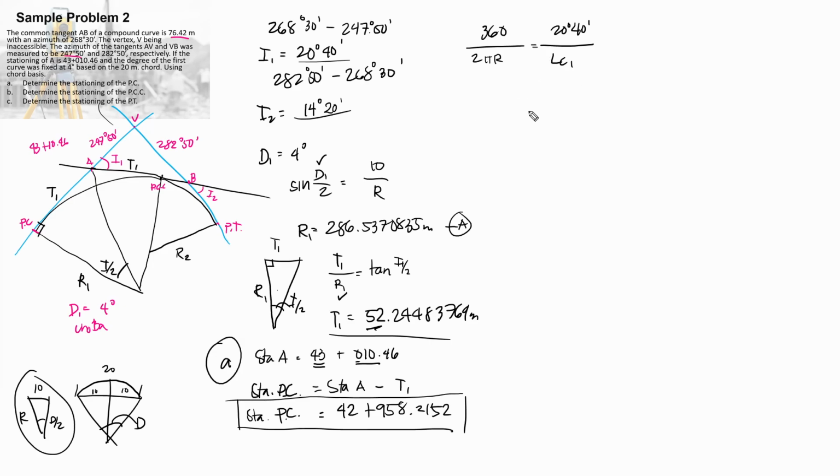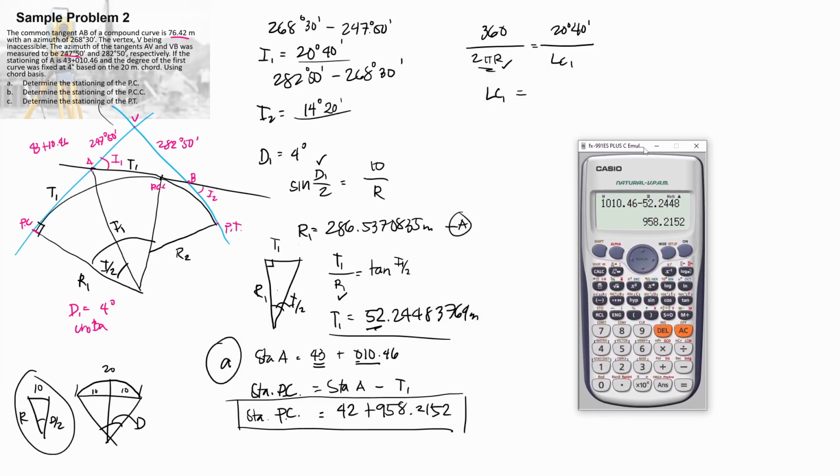Nakuha nyo. Again, 360 degrees, isang buo, isang perimeter ng circle is equals dun sa kailangan lang natin na 20 degrees 40 minutes, which is I1 natin. Para makuha ko yung length of curve na yon, ratio and proportion. Known natin si R, ito si R na kay A. Given tayo ng I1, na-solve natin. Makukuha natin si length of curve 1 para ma-add natin kay PC. So, solve natin.